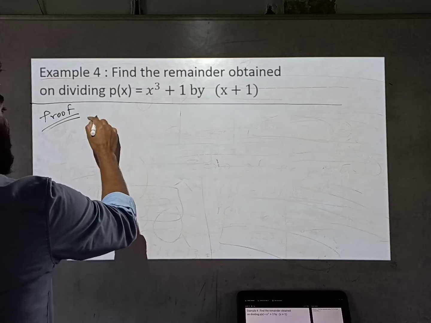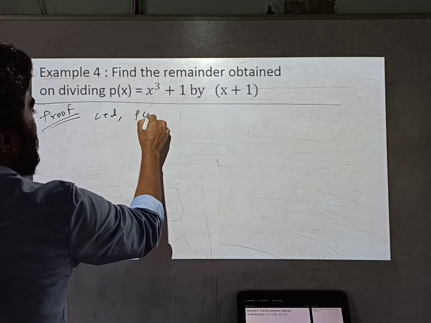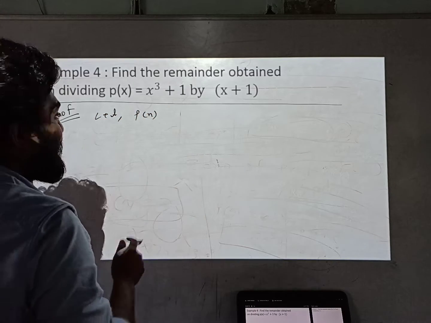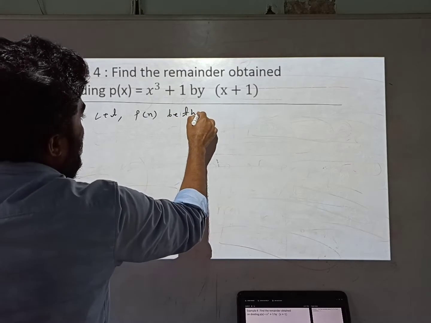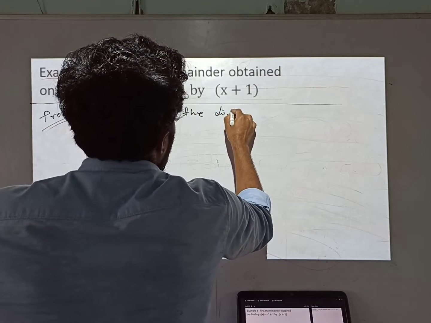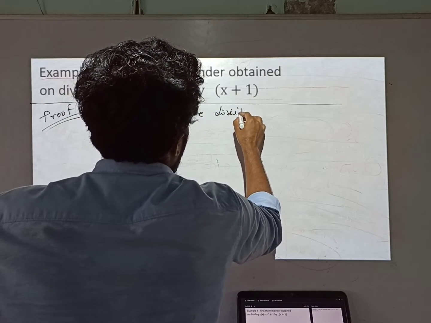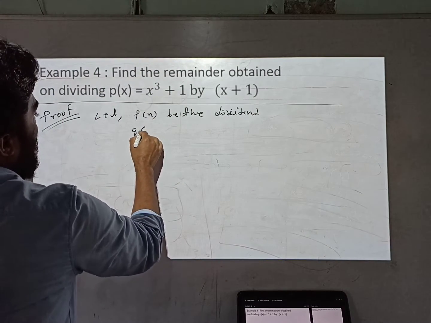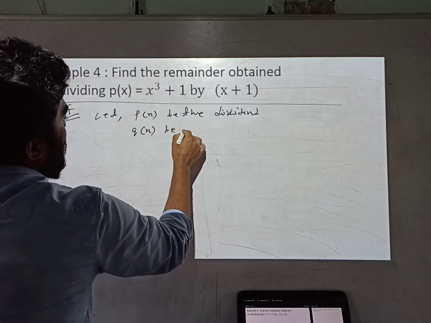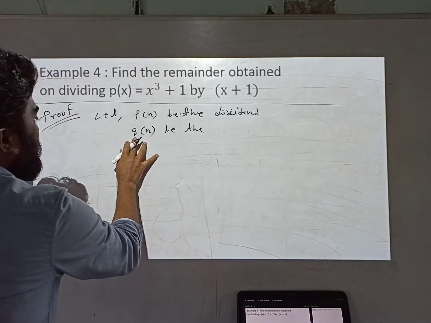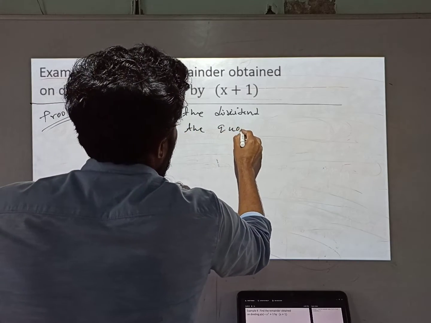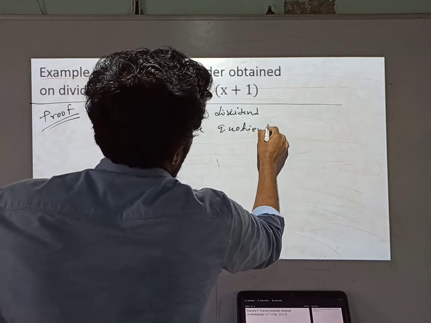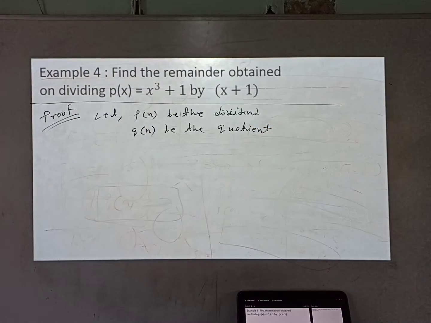आवर पी एक्स। ओके, लेट पी एक्स तो गिवन है, let p(x) be the dividend, let q(x) be the, but q means quotient. Okay, let q(x) be the quotient.